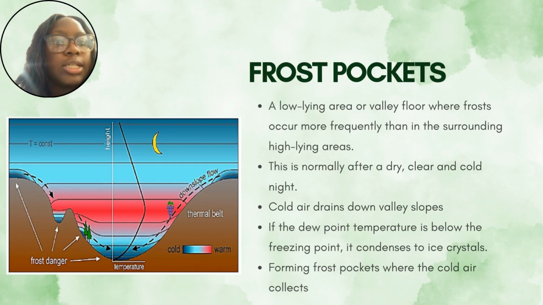So you can see from the image, there's a difference between the thermal belt, which occurs in the middle, and then the very cold temperatures below, on the valley floor themselves, and you can see areas where there would be frost potential or frost dangers.